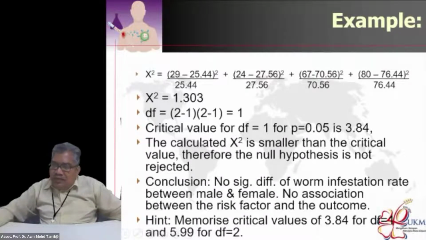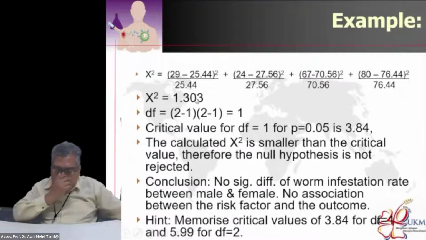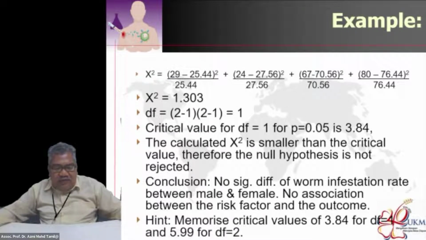Okay, therefore the calculated chi-square is smaller than the critical value. Therefore, the null hypothesis is not rejected. So what does it mean? Male and female both have a similar rate of word emphasization. So for the 45% and 50%, 5%, is there a difference? Yes, there is a difference. Is the difference significant or not? It is not significant.